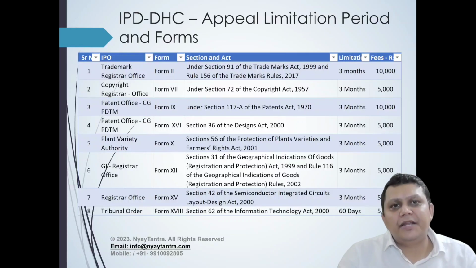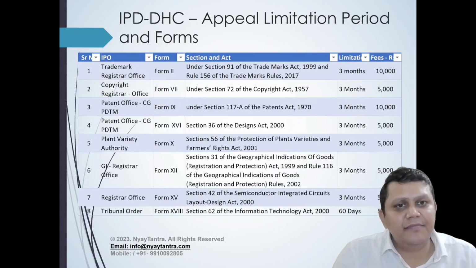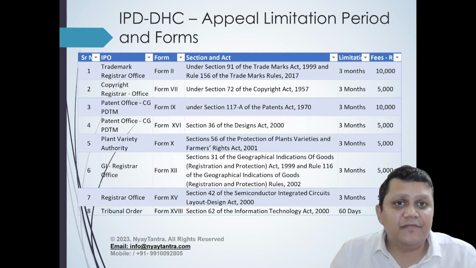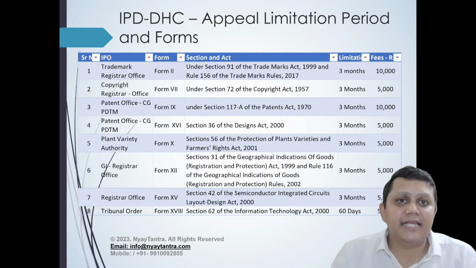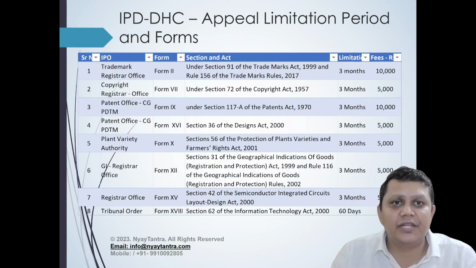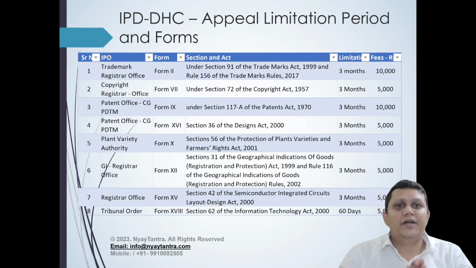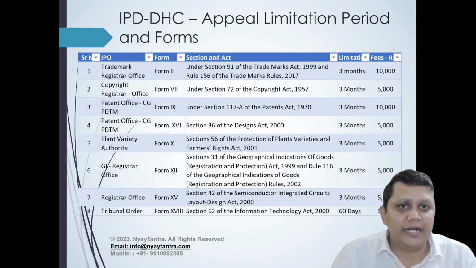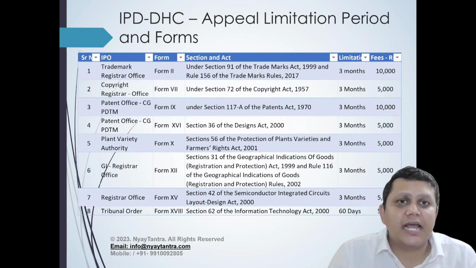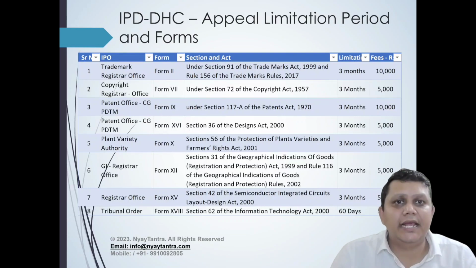So, what will happen if you miss this 3 months deadline? Can you still file the appeal even after the expiry of the 3 months? The answer is yes, but it depends upon the facts of the case. For example, if you were diligent and there are valid reasons for your delay, then the High Court has power to condone the delay and still entertain the appeal against the impugned order.